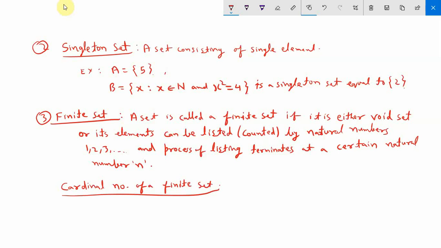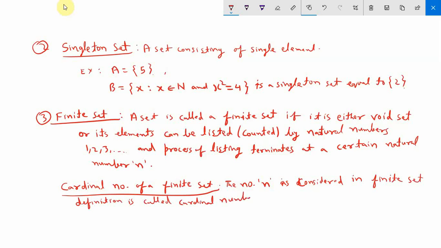The number n in the above definition of finite set is called the cardinal number, and is denoted as n of set A. Okay, friends.